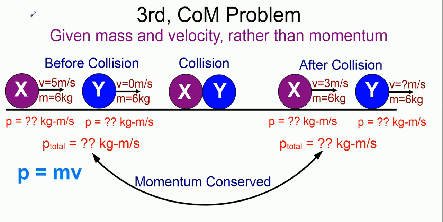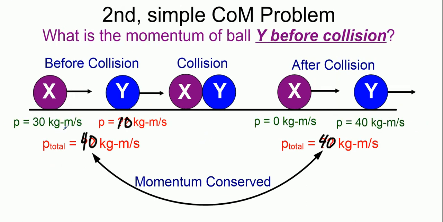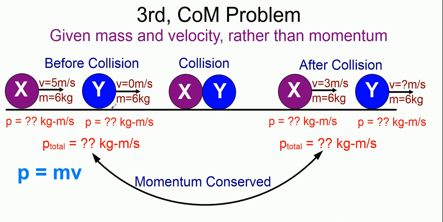All right, our third problem. Now, the difference here is so far I have given you these momentums, but now I'm not going to do that. But I do give you enough to calculate them. I give you mass and velocity. And isn't that enough to calculate momentum here? Sure it is. Mass times velocity. 6 times 5, this one's 30. 6 times 0, that one's 0. Total is 30.